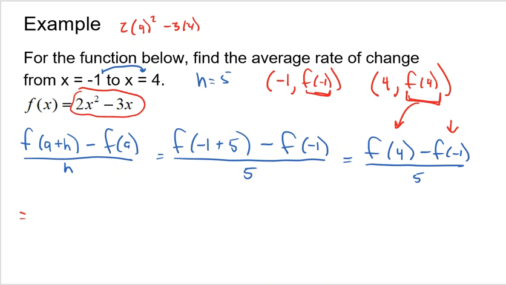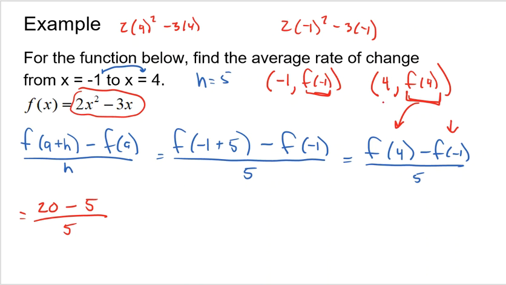3 times 4 is 12. So 32 minus 12 is 20. So that's my y-coordinate at f of 4 minus the y-coordinate at -1. So once again, that's 2 times -1 squared minus 3 times -1. So -1 squared is 1. 2 times 1 is 2. -3 times -1 is +3. So 2 plus 3 is 5. So there's my y-coordinate there, all divided by 5.